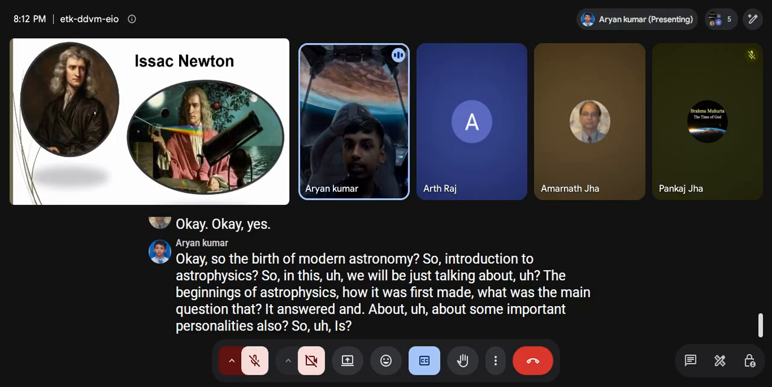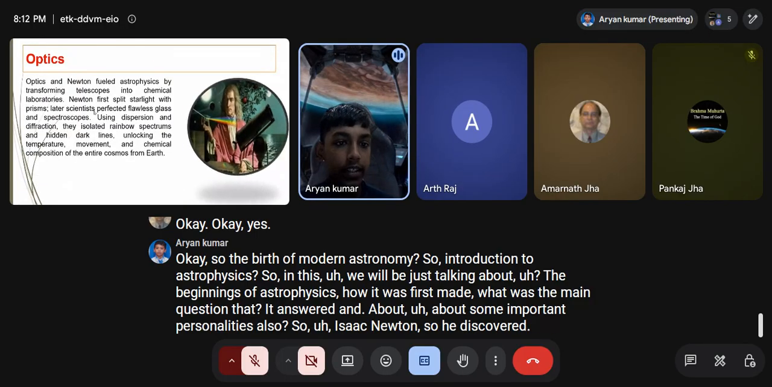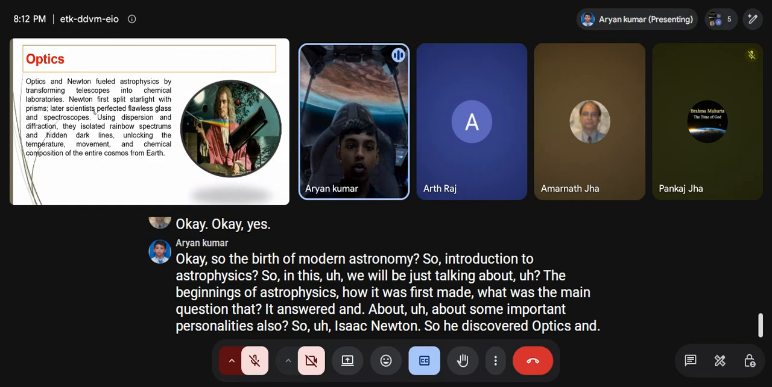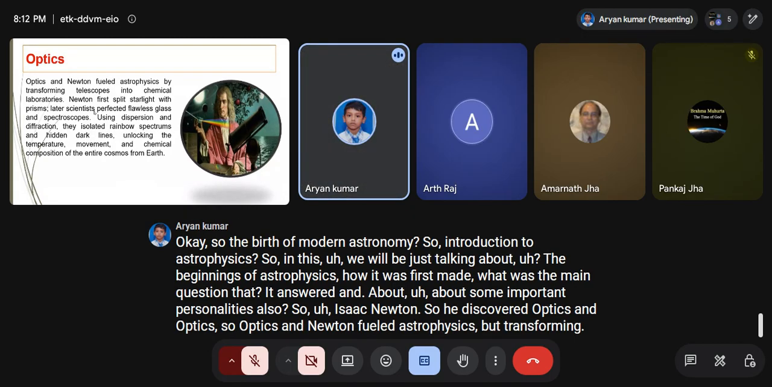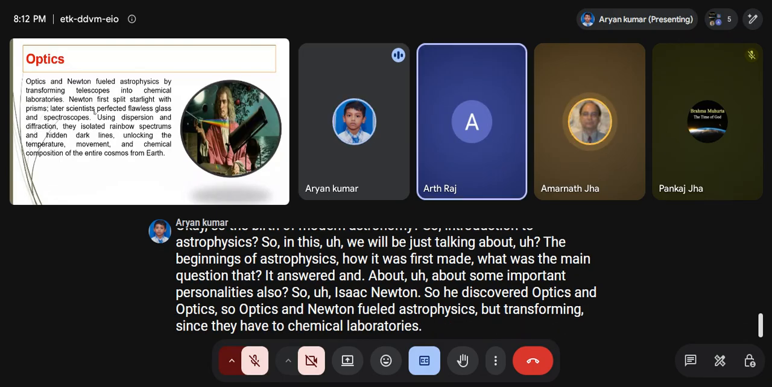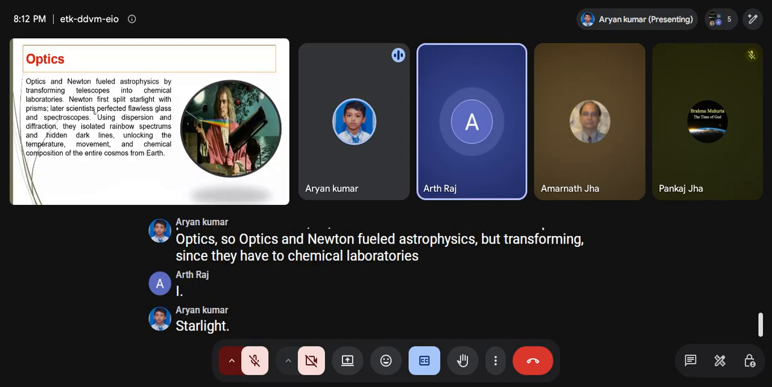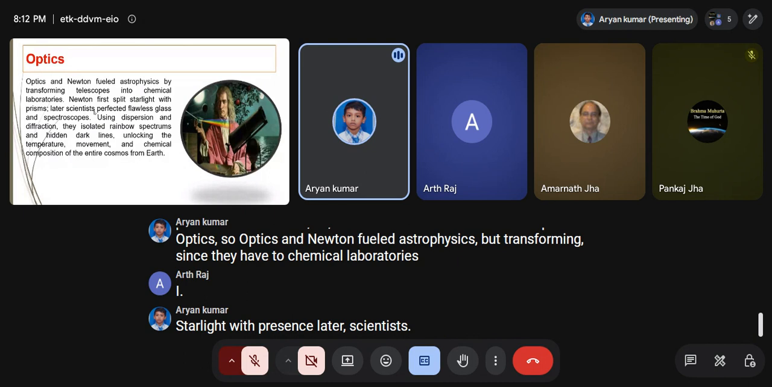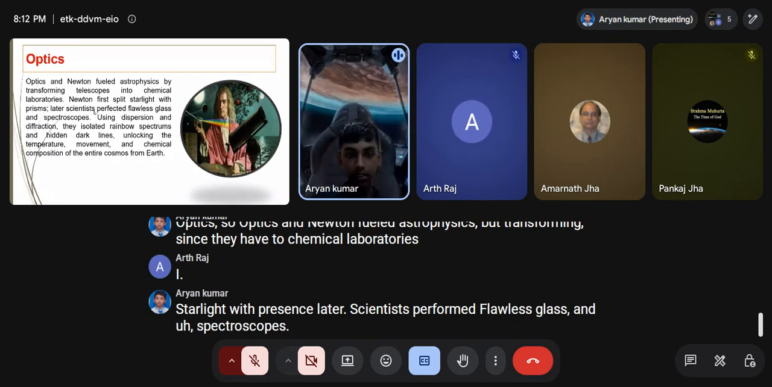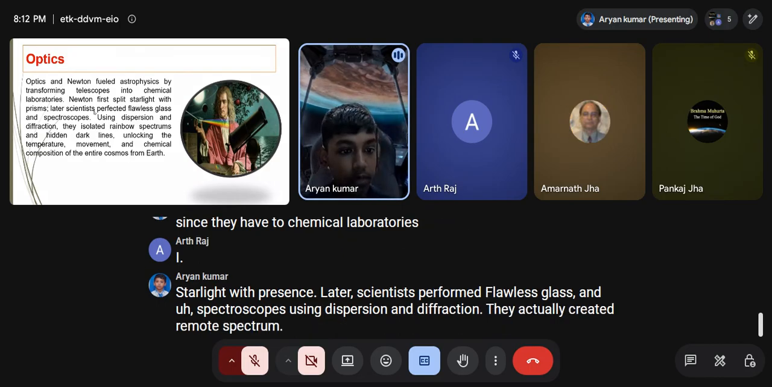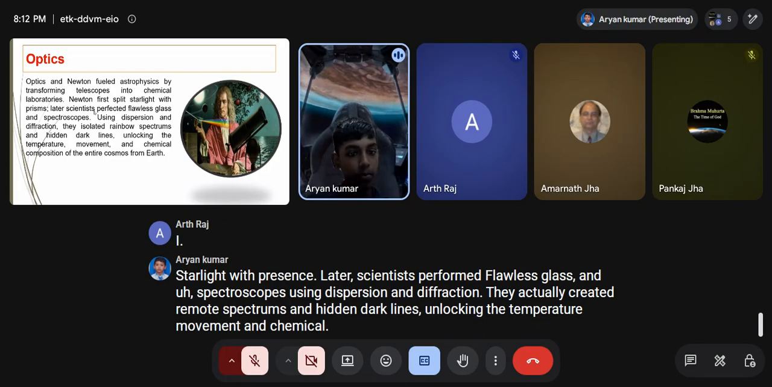So Isaac Newton. He discovered optics. Optics and Newton fueled astrophysics by transforming lenses into chemical laboratories. He then detected starlight with prisms. Later, scientists developed flawless glass and spectroscopes. Using dispersion and diffraction, they isolated rainbow spectrums and hidden dark lines, unlocking the temperature, movement, and chemical composition of the entire cosmos from Earth.